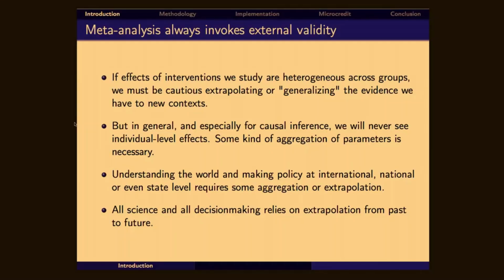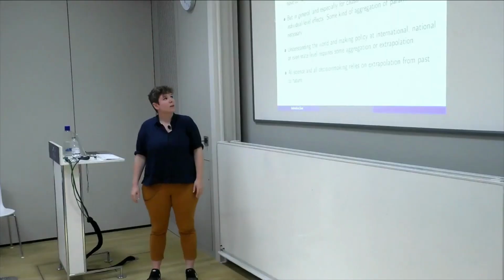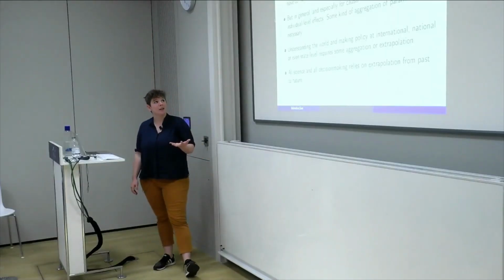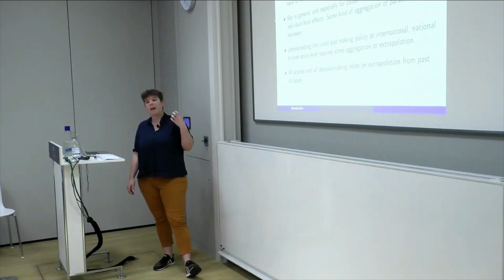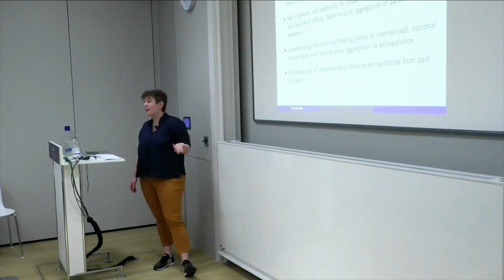So, okay. Obviously, as Ava very eloquently pointed out, if studies are in heterogeneous contexts, studying heterogeneous people, then the effects of the interventions that we study are almost certainly heterogeneous. So you've got to be really cautious if you're trying to extrapolate or generalize the evidence to new contexts. But unfortunately, you're kind of stuck with that problem. You're always aggregating, right? Within studies, you're aggregating across individuals. You never see individual treatment effects. Some kind of aggregation is necessary, especially if you're making policy at international, national, or even state level.